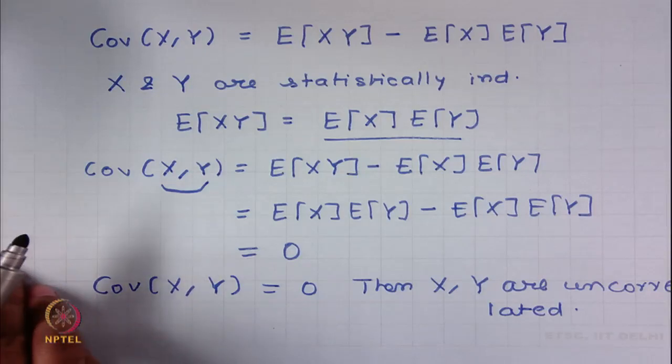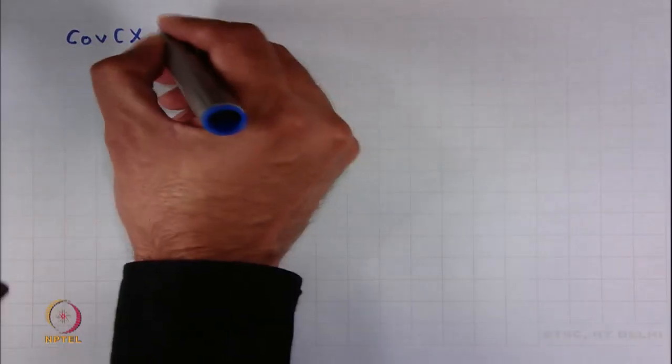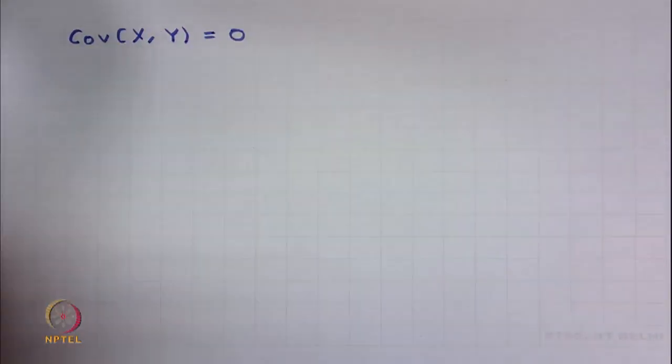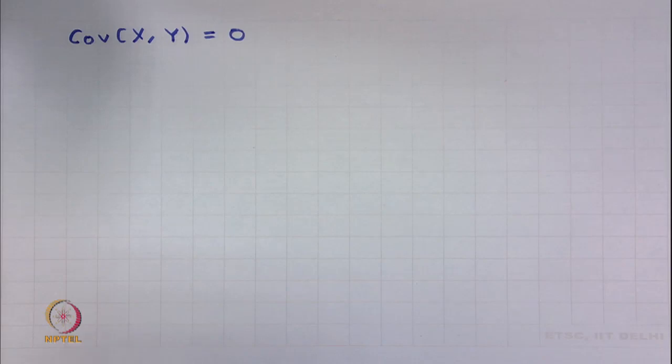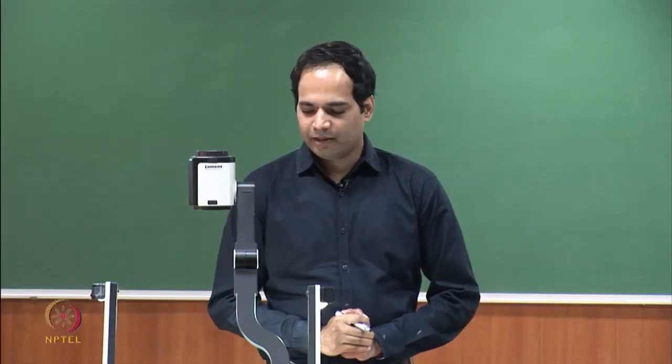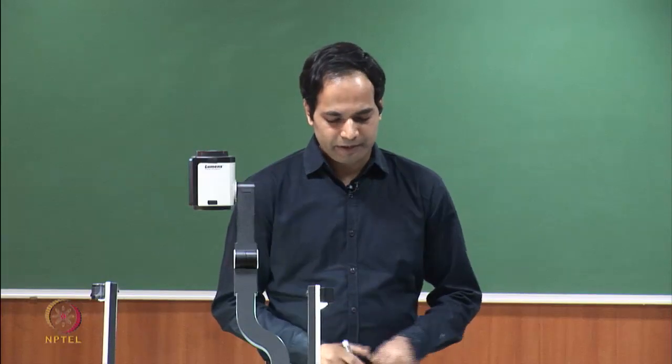Now, let me ask: if the covariance of two random variables is 0, of course they are uncorrelated, but is it guaranteed that they are statistically independent? We have already shown that if two random variables are statistically independent, they will always be uncorrelated. But if they are uncorrelated, is it guaranteed that they are statistically independent?